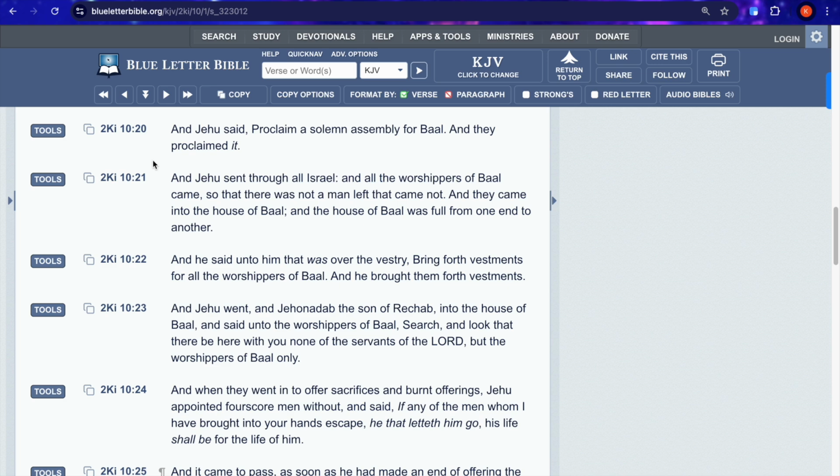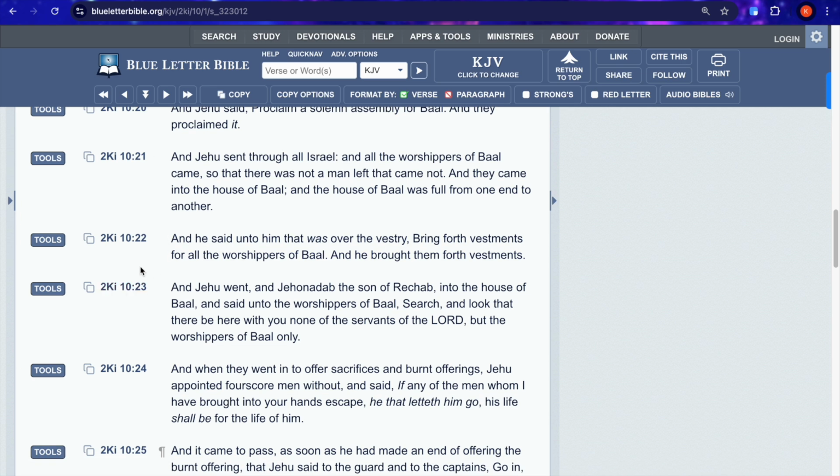And he said unto him that was over the vestry, "Bring forth vestments for all the worshippers of Baal." And the vestry being the clothing, right? So basically, bring special garments to differentiate, so we can see all this. The worshippers of Baal, they all dressed the same, and we can get this thing going. And he brought them forth vestments.